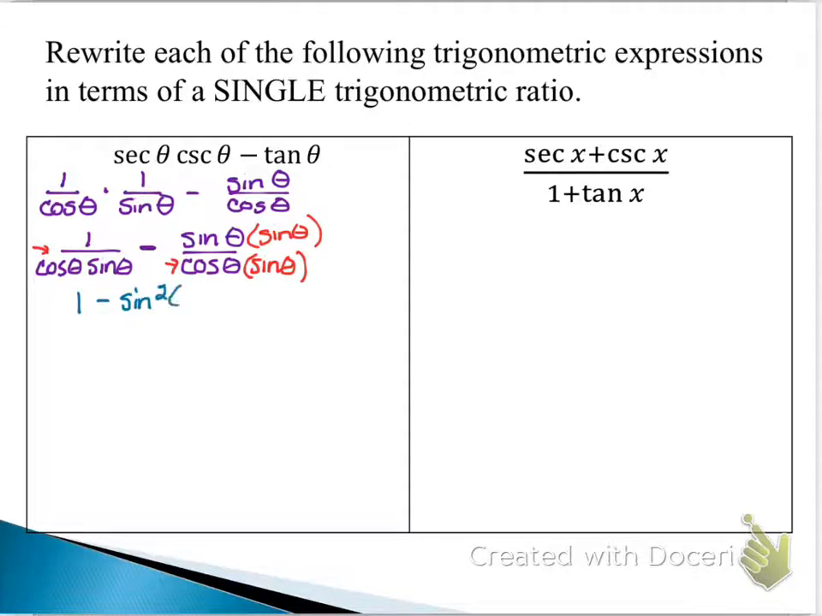denominator. So it'll be 1 minus sine squared theta. And then I'm going to go ahead and write it as 1. So then it would be 1 minus sine squared theta over cosine theta times sine theta. And then we would have 1 minus sine squared theta is a Pythagorean identity, which is cosine squared theta. So 1 over cosine squared theta over all of this.